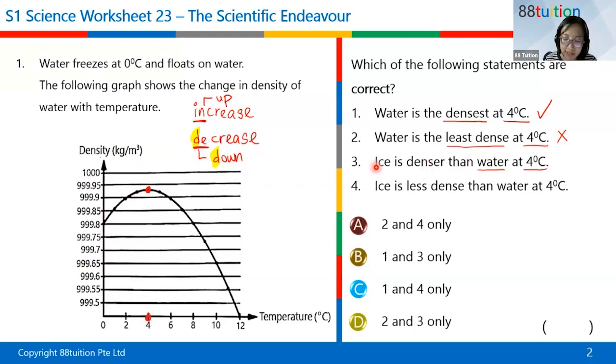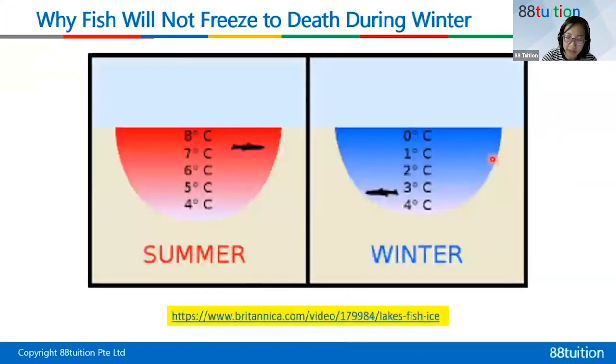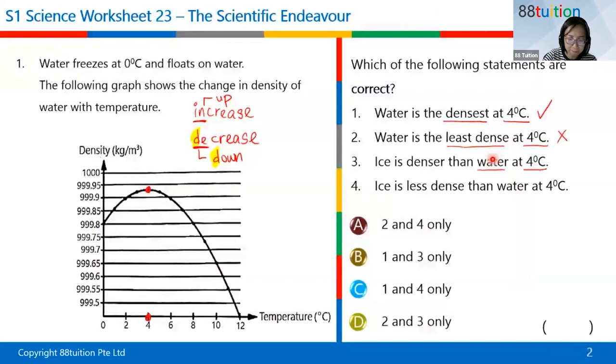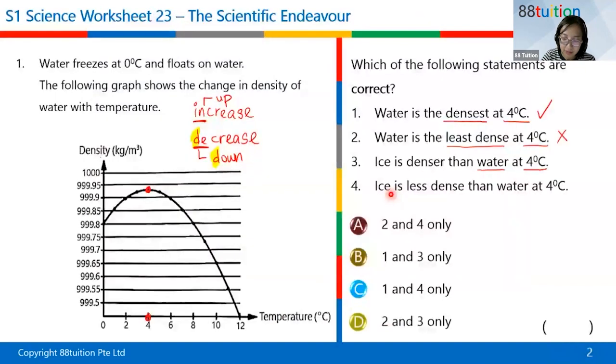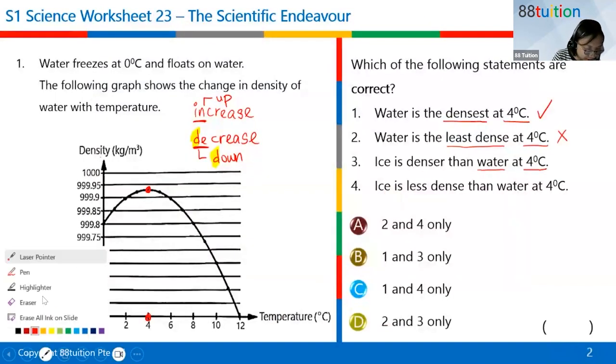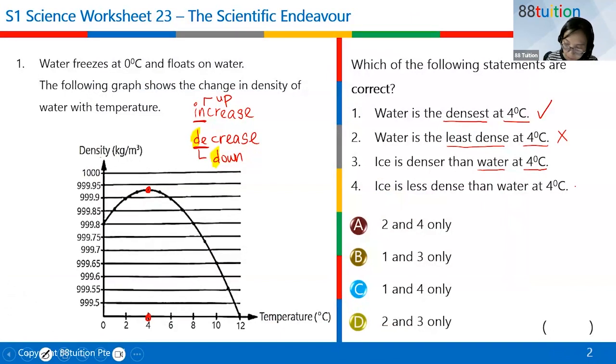Then here, this number 3 statement says ice is denser than water at 4 degrees Celsius. At 4 degrees Celsius, you can actually see that ice is definitely on top. Water at 4 degrees Celsius is at the bottom, right? Water at 4 degrees Celsius is the densest, right at the bottom of the pond. Then ice is on top. Ice floats on water. So it should be ice is less dense than water at 4 degrees Celsius. So for statements 3 and 4, only 4 is correct. This is wrong. So actually the answer is C.